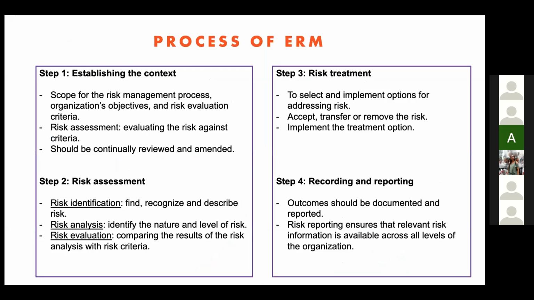Okay, now we see the four steps after the two elements. Step one is establishing the context. It means that we have to identify the scope of the risk management process, what the organization's objectives are, and establish the risk evaluation criteria. The criteria will be established before the risk assessment process. Thus, it should be continually reviewed and amended if necessary. In short, this stage is on identifying which factors, either internal or external, affect the business, what the organization wants to achieve, and how to evaluate the risk.